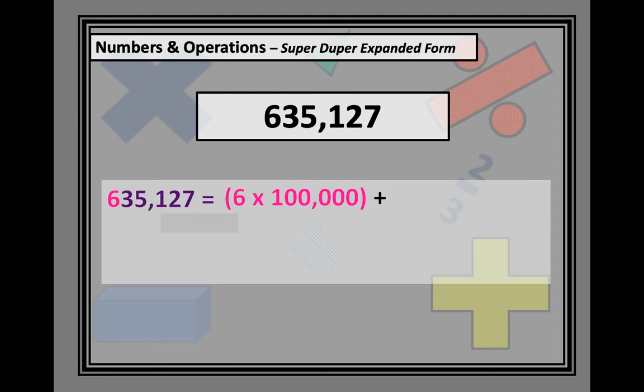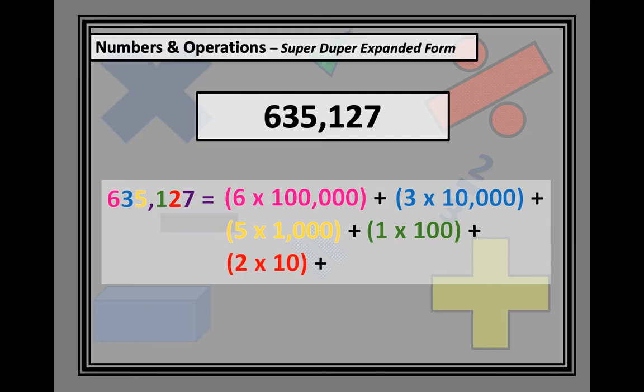So to write the value of that 6 in super duper expanded form, we write the digit multiplied by the place that it's in. Add that to the value of the 3. It's a 3 in the 10,000s place, so we can express that as 3 times 10,000. Add the value of the 5, 5 times 1,000. Add that to the value of the 1. It's in the hundreds place, so we write 1 times 100. The 2 is worth 20 because it's a 2 in the tens place, 2 groups of 10.